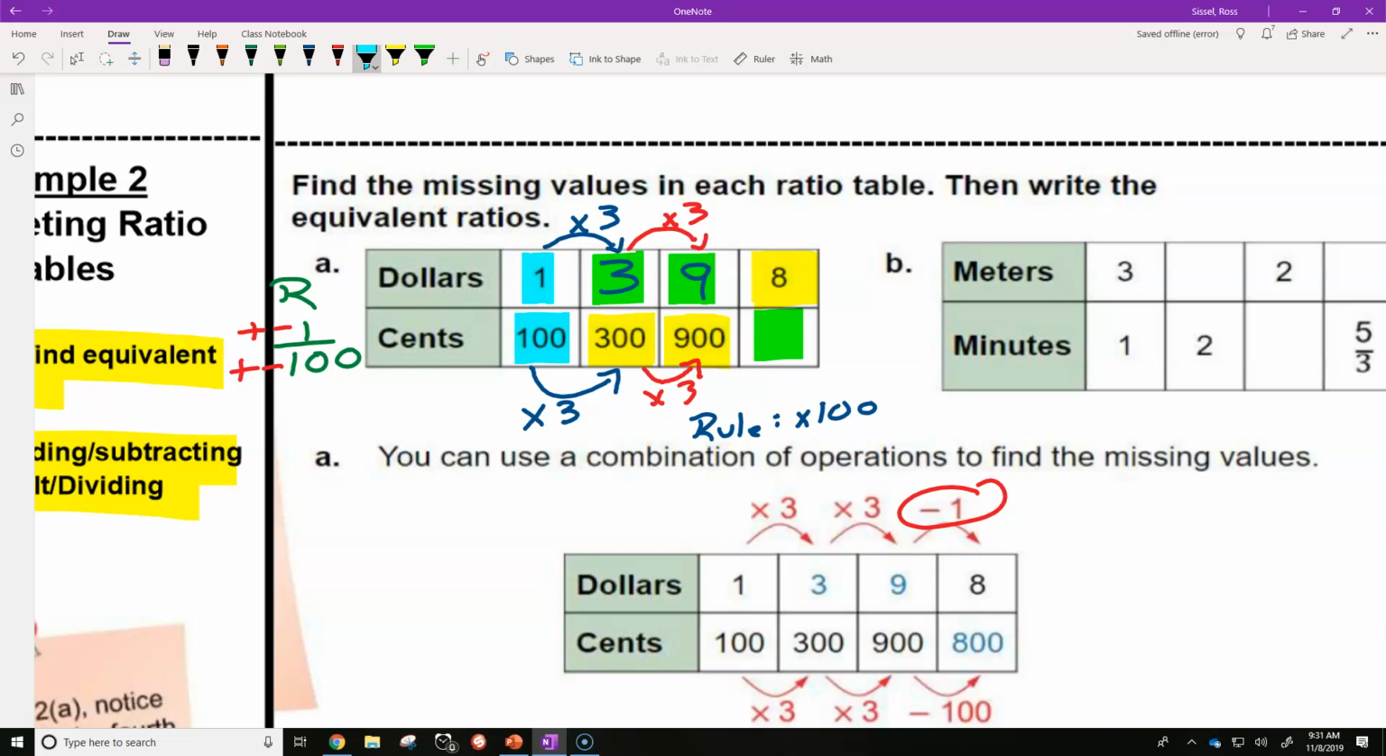Good. Our ratio, 9. Here's that part right here. We had a 1, so 9 minus 1 is 8. So now I have to do my 900 minus the other half of the ratio. 100.